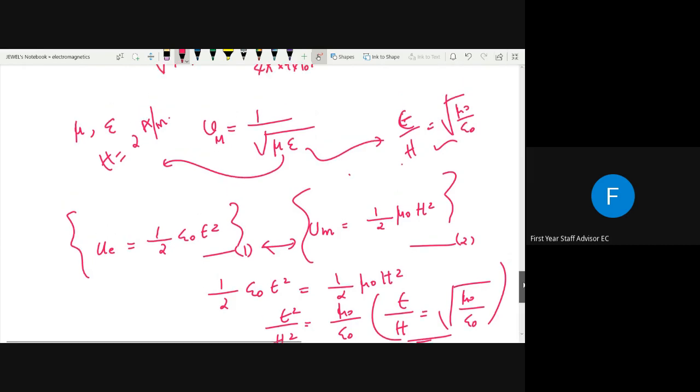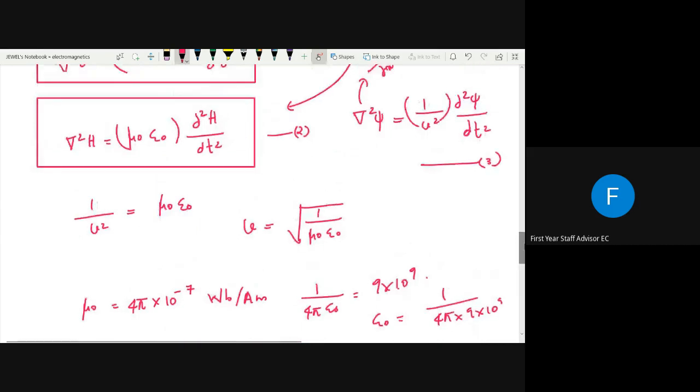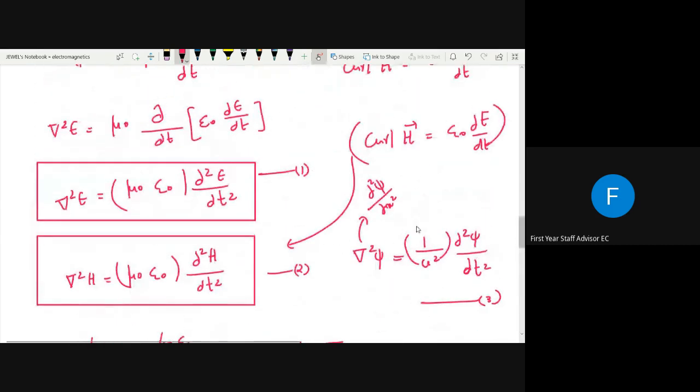Also, look at this equation. Equations 1 and 2 represent the wave property of electromagnetic waves. We can solve this second order differential equation. By solving it, we are solving the general wave equation, which we will also solve in our second module.